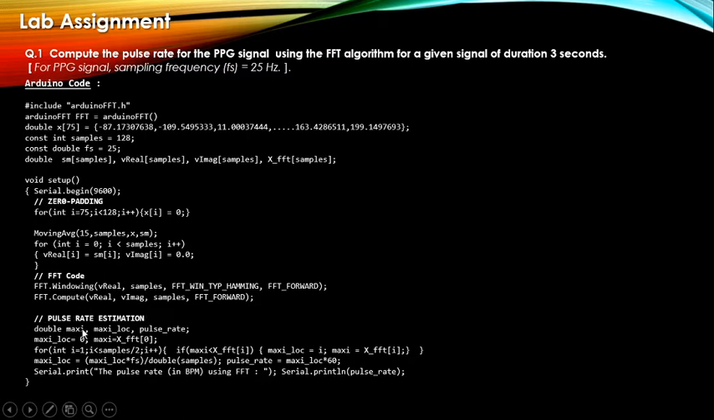Now double max is maxI, maxI location and pulse rate. MaxI location is first initialized to 0 and maxI is equal to XFFT of 0. For int i equal to 1, i less than samples by 2, i plus plus, we find the location where the maximum value of FFT is reached and we store the location in maxI location, and XFFT of i is stored in maxI. Now maxI location is equal to maxI location into fs by samples. That follows the formula k into fs by n to get the pulse frequency, and then the pulse rate is given as maxI location into 60, and then we print it out.